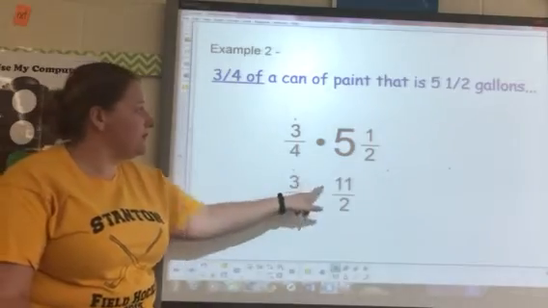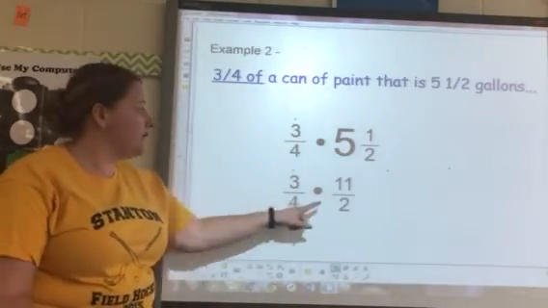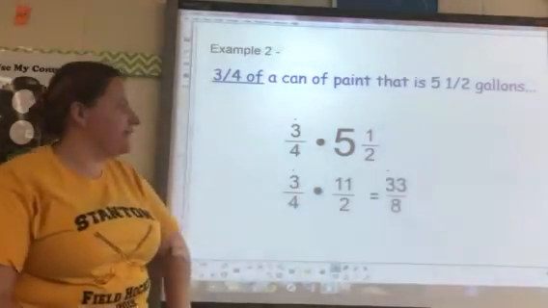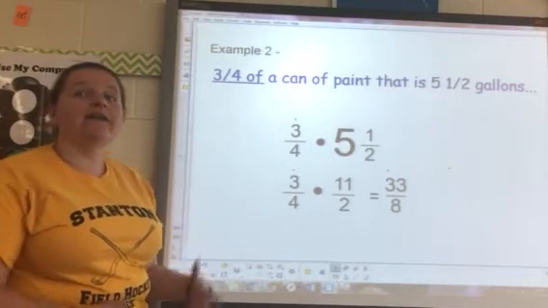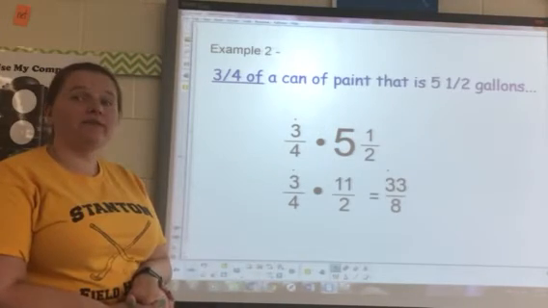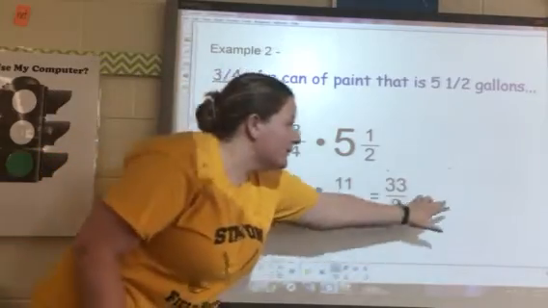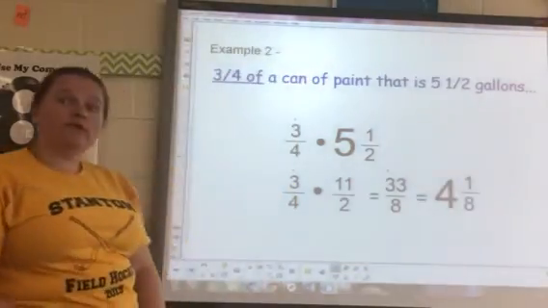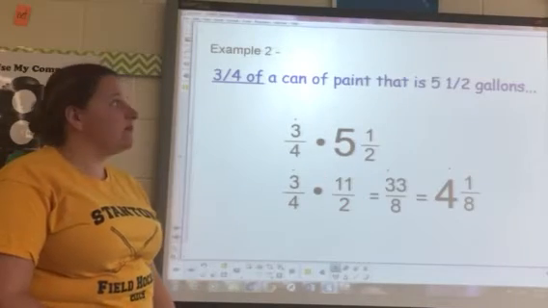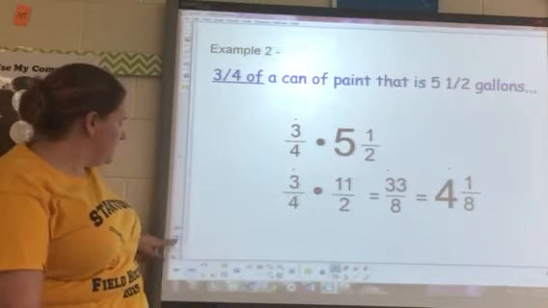Multiply straight across. 3 times 11 is 33. 4 times 2 gives me 8. 33/8. Again, it is improper. I need to reduce. How many 8's can I get out of 33? That answer is 4, and I have 1 left over. So 4 and 1/8 is my answer to the problem. That's how much paint there is.